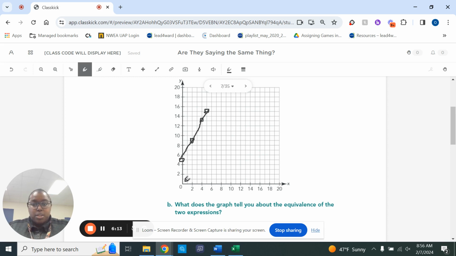Second expression, we had 0 and 10. Then we had 2 and 14. Then we had 4 and 9. No, 4 and 18.